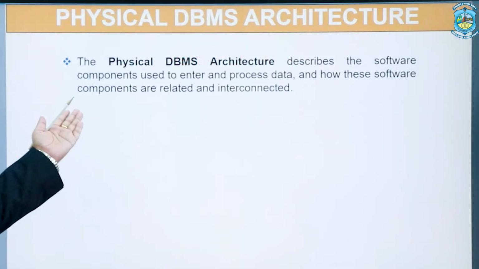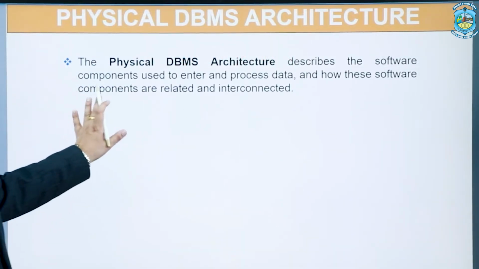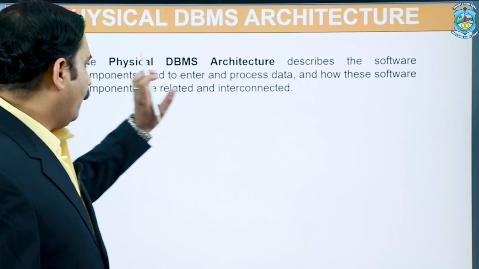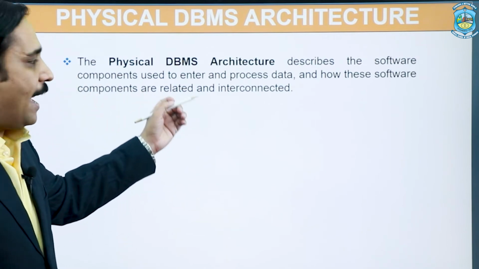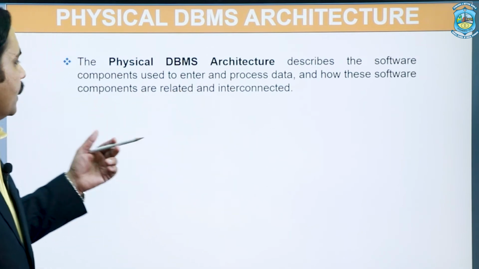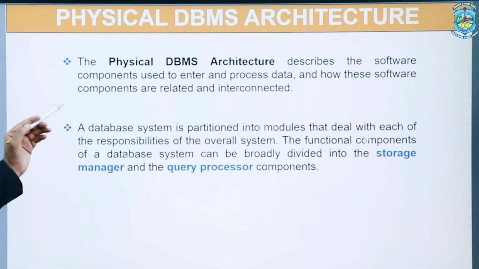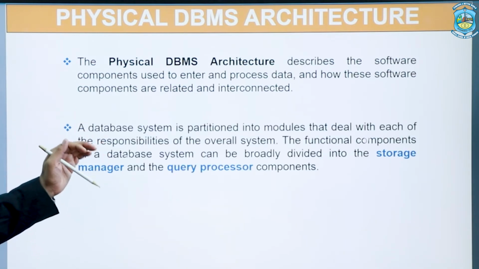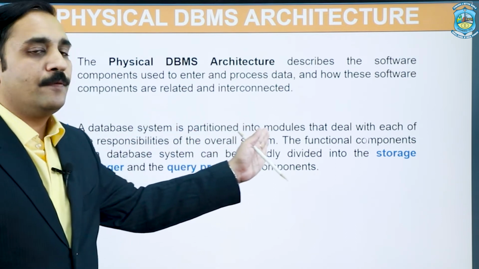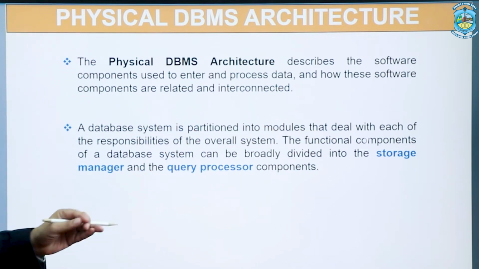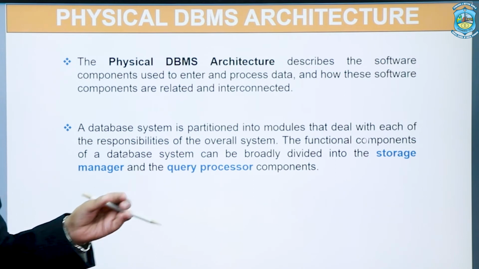Now we come to the physical DBMS architecture. This physical DBMS architecture describes the software components used to enter as well as process data, and how these software components are related and interconnected with each other. In this model, the database system is partitioned into different modules that deal with each of the responsibilities of a DBMS system, right?